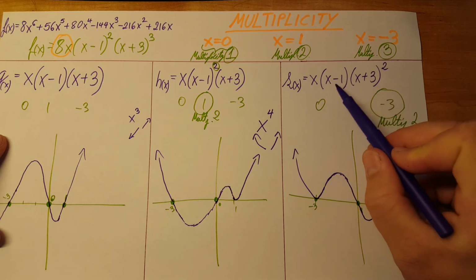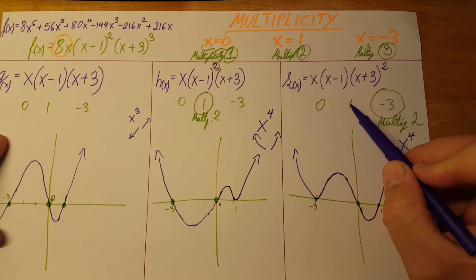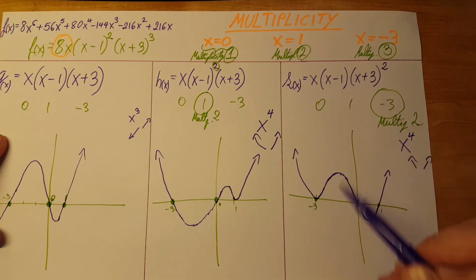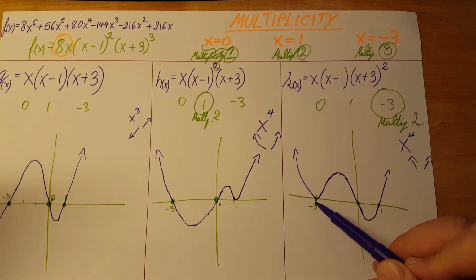Whenever you have odd multiplicity, you cross. Whenever you have even, you bounce, or just simply touch it.